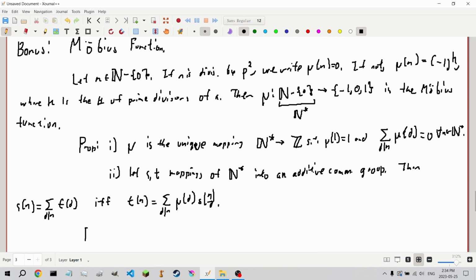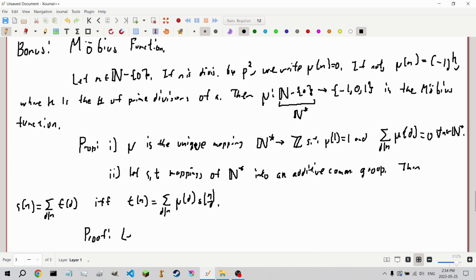So, for part 1, first off, uniqueness is trivial. We can construct the function that meets this formula if it exists. We can construct it inductively with no choices. So we just need to show that mu n, our Mobius function, is this function.